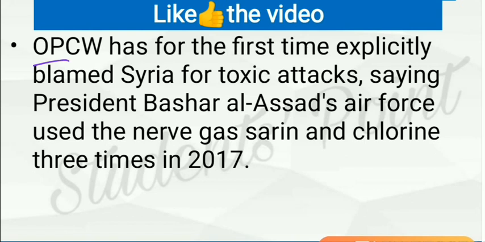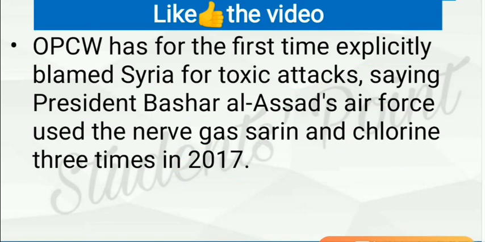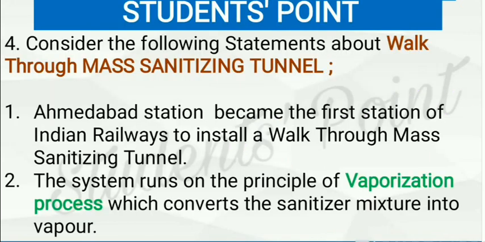And OPCW has for the first time recently explicitly blamed Syria for the toxic attack, saying that President Bashar al-Assad's Air Force used the nerve gas sarin and chlorine 3 times in 2017. That is why this body was in news. And what were the chemicals which were used? So sarin and chlorine.